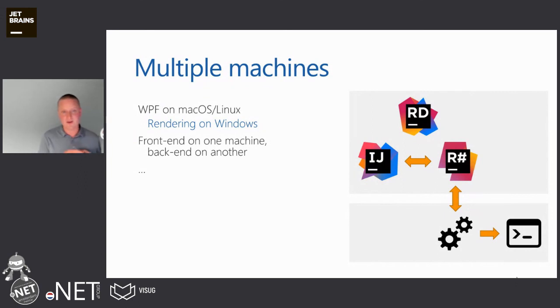The fact that we can communicate across machine boundaries also means that we could do interesting things. And by the way, none of these things are working today, but they're just thinking about what we could do with the protocol. What if we, on a Mac OS or on Linux, could do the rendering of a WPF preview on a Windows machine while you are developing on your Mac OS or Linux machine? Using the protocol, using this microservices-based architecture, we could do this in theory. We could run the front end of the IDE on one machine and run the back end on another machine. So things like doing a live share kind of thing could also become possible thanks to this protocol.